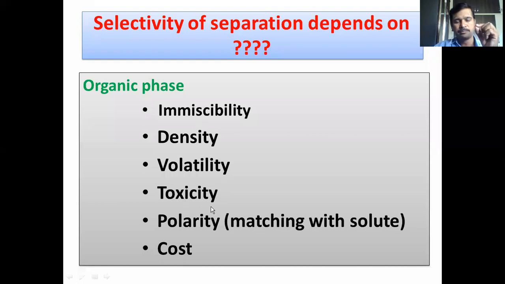Then the toxicity. As a chemist, I can say that during the liquid-liquid extraction, I will be handling larger volumes of the organic solvent. Because of the volatility of these solvents, I will consume the vapors of the organic solvent during the extraction. These vapors, if I consume them, must not be toxic. If they are toxic, my health issues will start. So lower toxicity is expected. For any organic solvent you are going to use, toxicity is very important. It should possess lower toxicity.